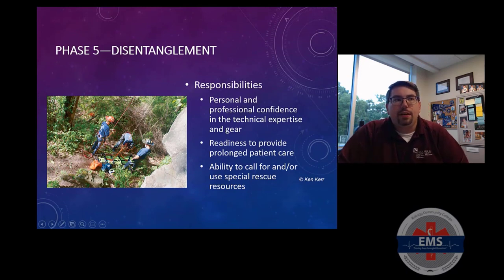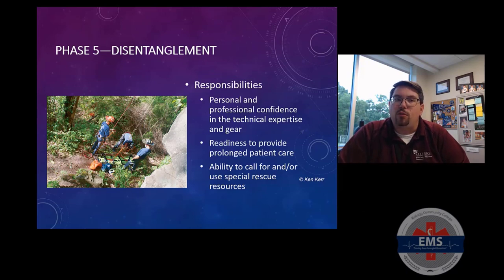Stage 5 is the disentanglement. Again, there are additional responsibilities here that we have to be aware of. These include personal and professional confidence in the technical expertise in the gear that's being utilized to rescue the patient. We have to trust and walk with faith when it comes to our rescue experts and our technical experts. They test their gear, they're the most comfortable and familiar with it, and we need to be able to have faith in their confidence and their expertise.